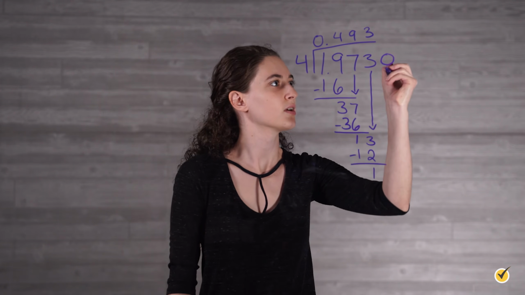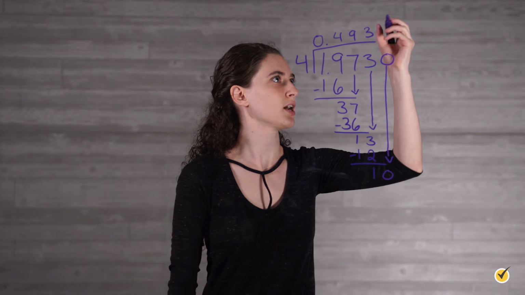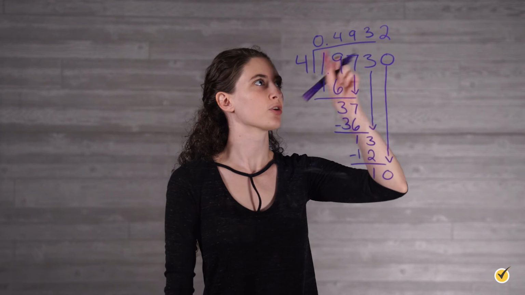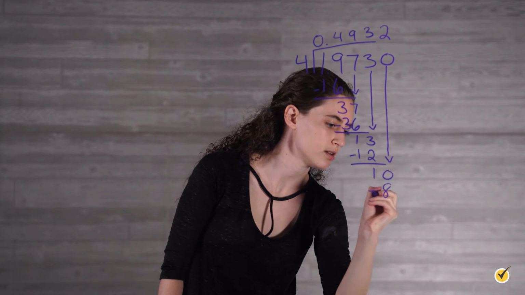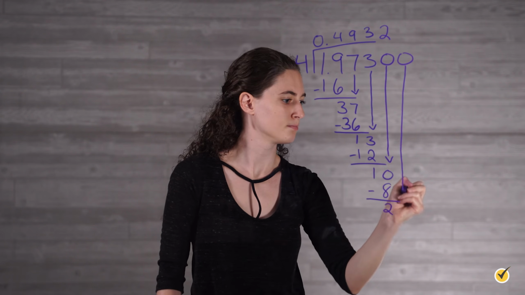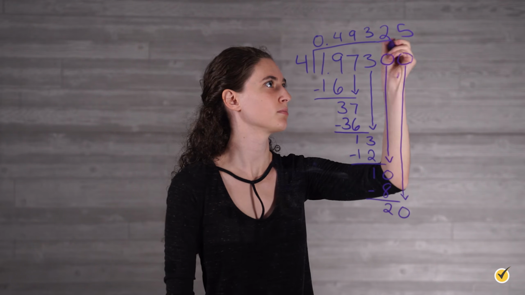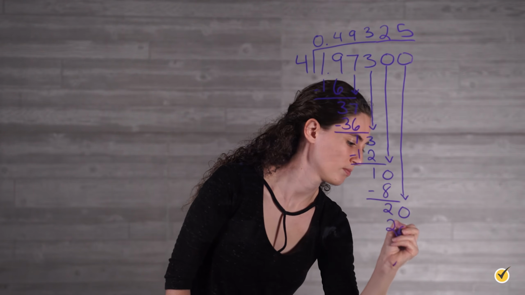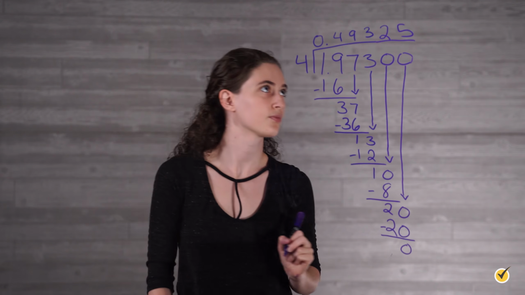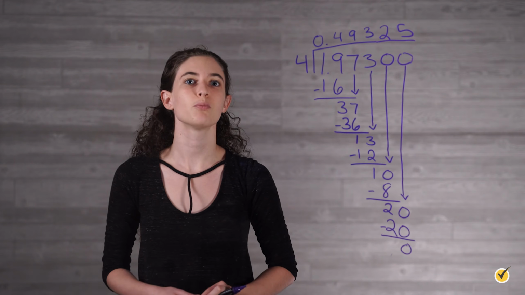So I'm going to add a 0 and then bring it down. 4 goes into 10 2 times. 4 times 2 is 8. So I'm going to write down 8 and subtract. That leaves us with 2. I'm going to add one more 0 and bring it down. And that gives us 20. 4 goes into 20 5 times. And then you subtract and get 0. After adding 2 zeros, we finally get an answer without a remainder, 0.49325.